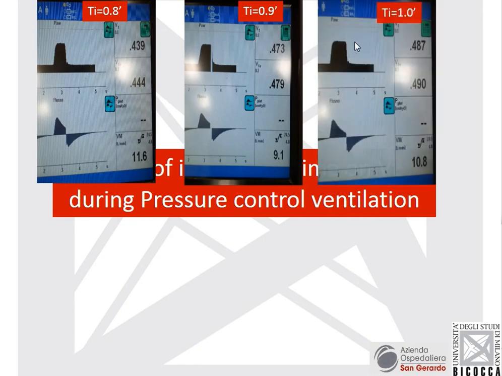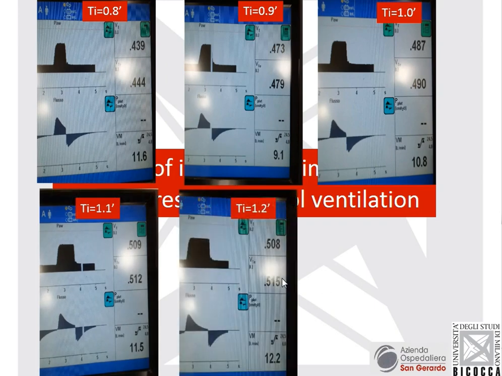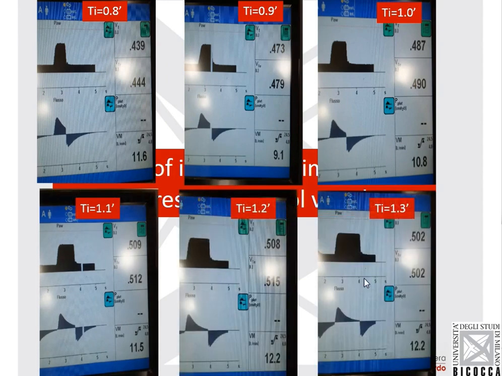And if we increase inspiratory time, the tidal volume will go further up and further up and further up until we get to a point when tidal volume starts to go down. Why is that? Because now it's the other way around. We are trapping some gas in the alveoli.